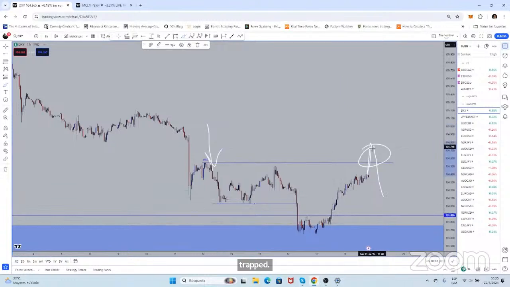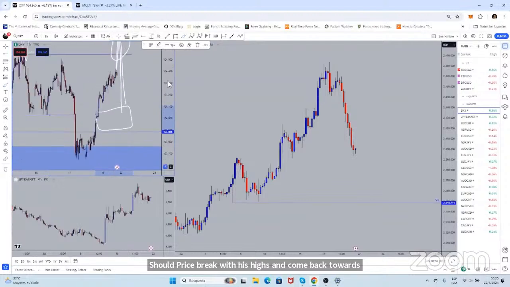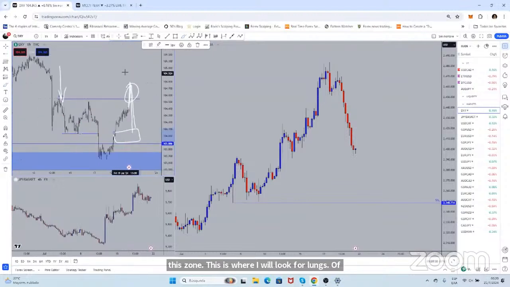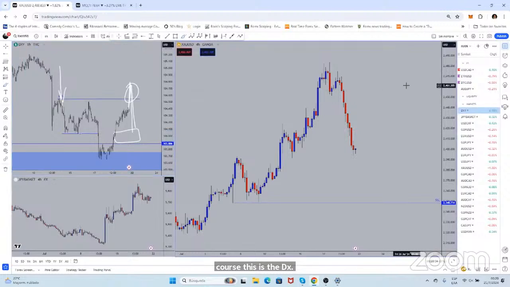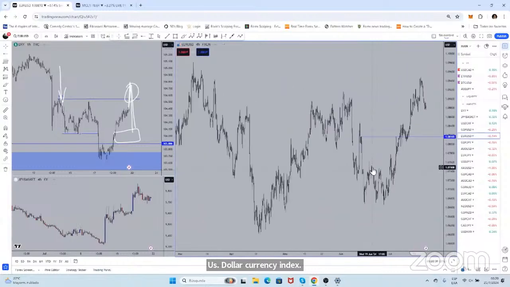Should price break with these highs and come back towards around this zone, this is where I will look for longs. Of course, this is the DXY, US dollar currency index. I'm not going to go long the US dollar currency index. Perhaps I will look for shorts on the Euro USD.